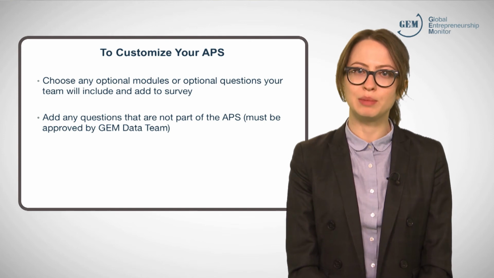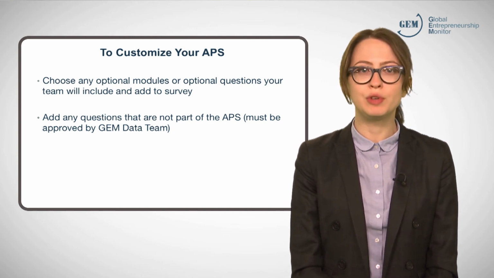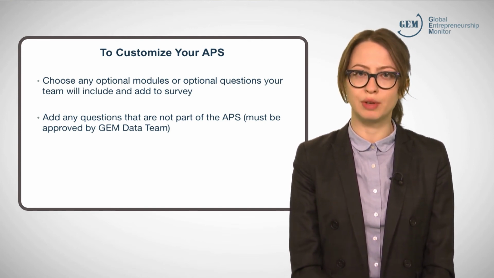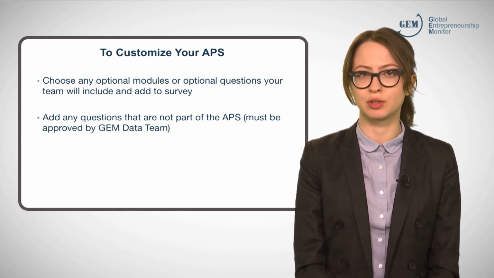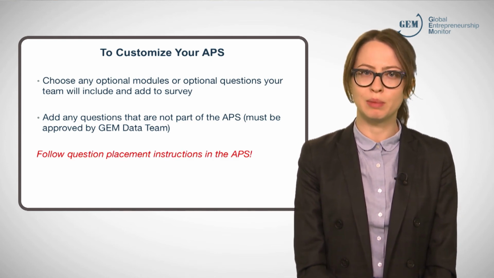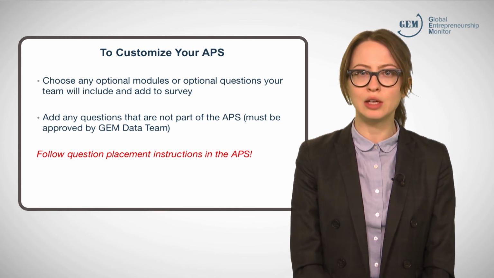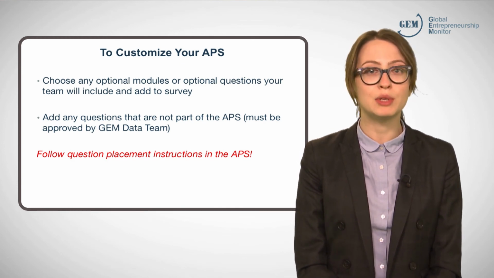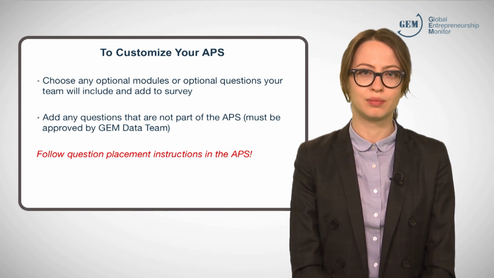Adapting the APS for your team's needs is simple. You just choose if you will include any optional modules in your survey and add them based on our placement instructions. Also, please keep in mind that if any team wishes to add any questions not provided by GEM, they must be approved by the data team.